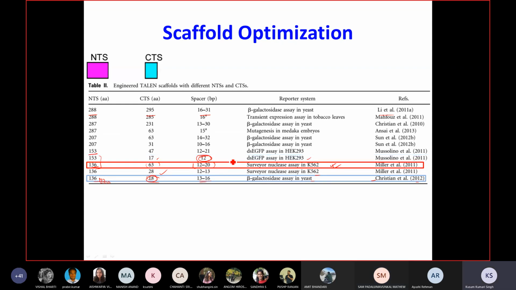Okay, that is a very good question. When you talk about nature, nature is really fantastic because you get a lot of molecules from nature. For example, we got our FokI enzyme from nature.